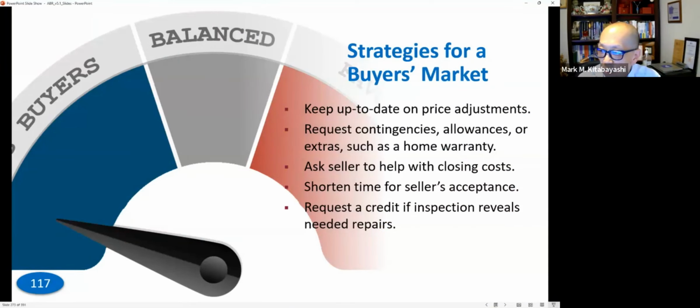Strategy for a buyer's market, right? Keep up to date on the price adjustments because they might have a price reduction all the time, so you need to keep an eye on it. You might want to ask the listing agent; they might tell you, they might not. Check and see how long they've been on the market. Ask the seller to help with the closing cost. Shorten the time for the seller's acceptance. Say, seller, I want your answer within the next day.